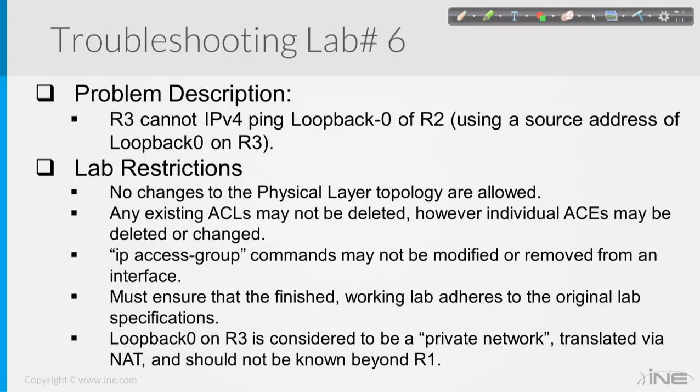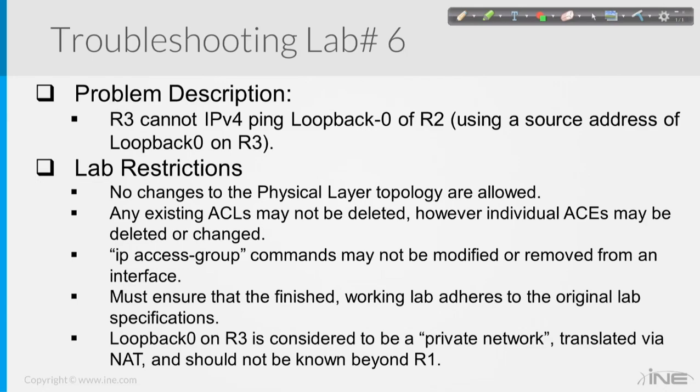Now looking at our lab restrictions, we can't change the physical layer, can't bring any interfaces up or down. Existing access lists, we can modify individual entries, but we can't delete or add new ACLs. The finished working lab must adhere to the original lab specification, so this assumes that you've already gone through the monster lab where we built everything up from scratch. And loopback 0 on R3, which is sourcing these pings, is considered to be a private network, translated via NAT, and should not be known beyond R1.